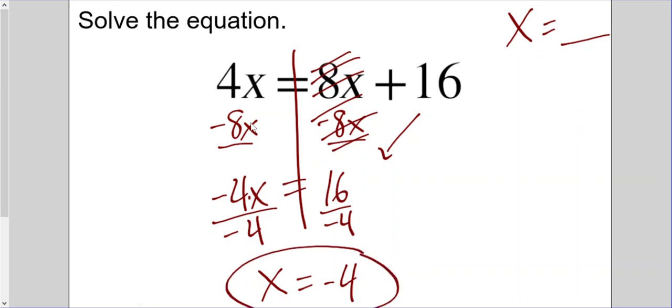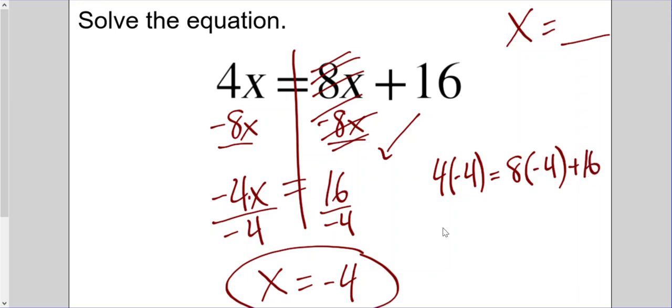You can test this by plugging it back in. 4 times negative 4 should equal 8 times negative 4 plus 16, and you see that this equals negative 16. This would be negative 32 plus 16, which also is negative 16. So you can always check your answer just by taking that x value and plugging it back in.